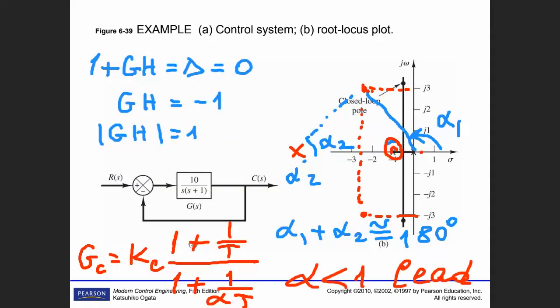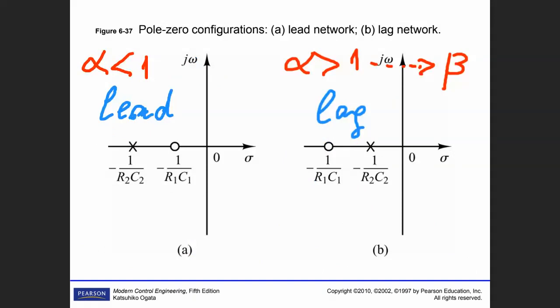beta. Let's look at that once more. For now we are designing a lag compensator, so we are going to put an additional pole near to the origin, and that one is far away from the origin.